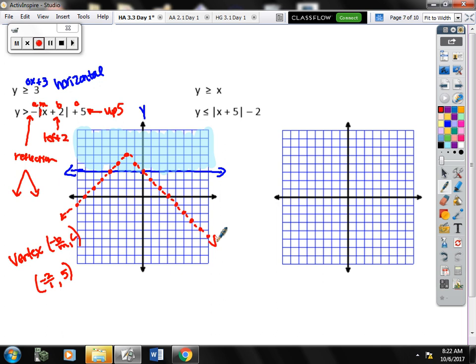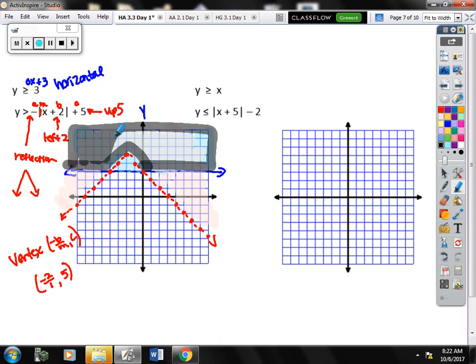And we are shading above for this one, so you're shading on top of the V. So that would be up here. So the bold part I'm going to darken in would be where my pink and blue overlap on the board, which is this top region. And you could pick a test point if you wanted to check that.